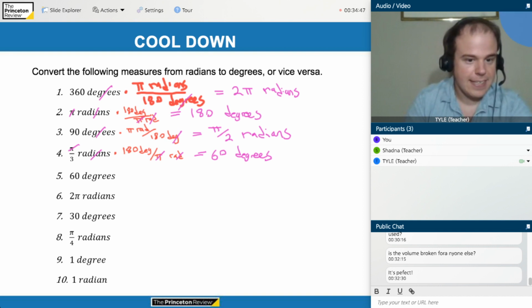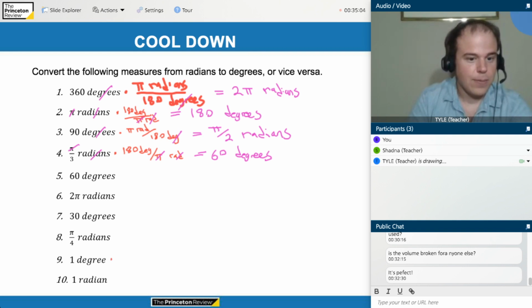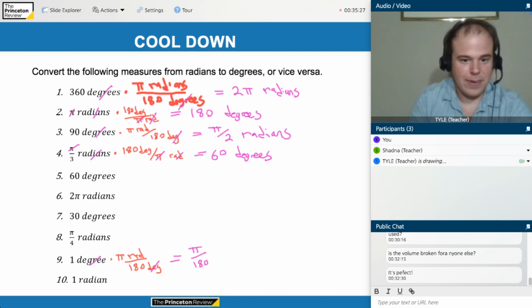I'm going to skip these middle few. And if people have questions about them, then we can come back. But I'll skip 5 through 8 and leave those as exercises for you. And let me just finish up with 9 and 10. So 1 degree, if I want to convert to radians, I want to multiply with radians on the top times pi radians divided by 180 degrees. And like usual, the degrees cancel. And so we get that 1 degree equals pi over 180 radians.